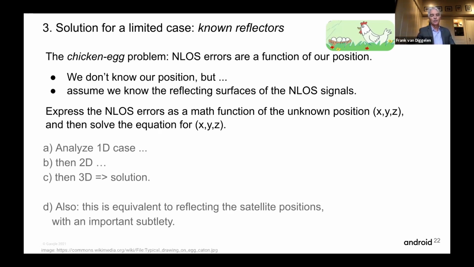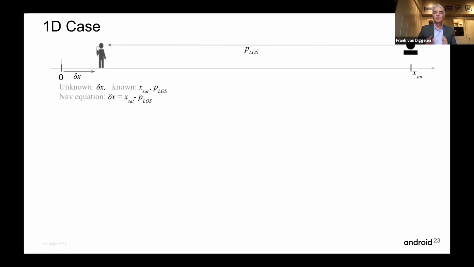And then finally, I'll show you an equivalent solution which involves reflecting satellite positions around the plane and creating something called virtual satellites. And I'm going to show you that because it's kind of interesting and it involves a really important subtlety that might not occur to you right off when I first show it to you. And this is the first chance for some audience interaction, so stay alert. Okay, so let's go look at the 1D case.